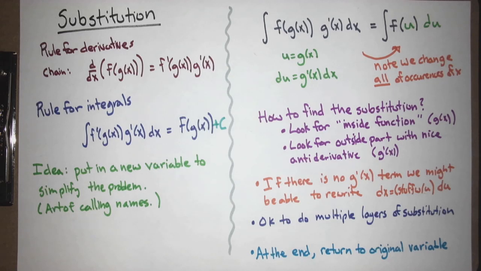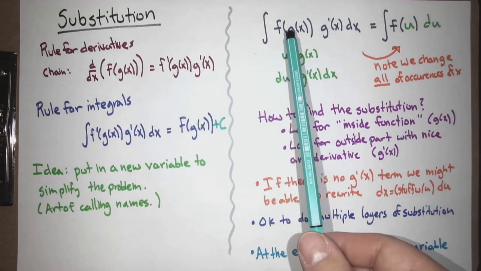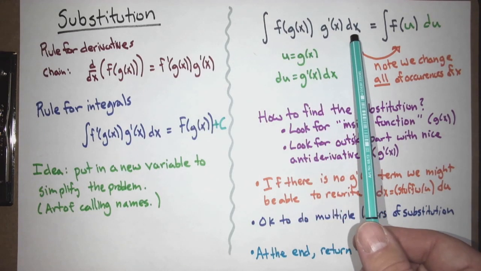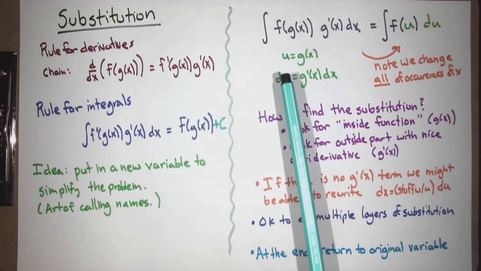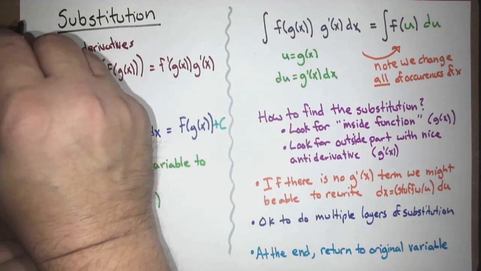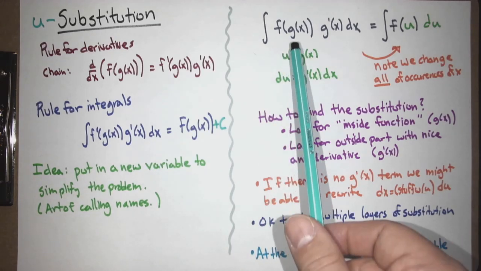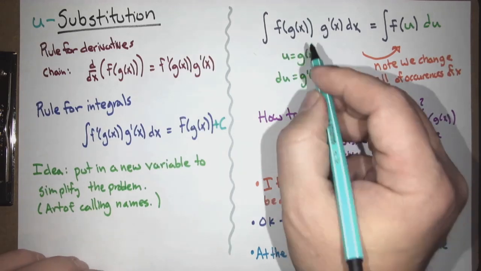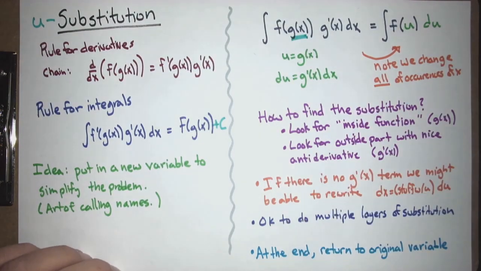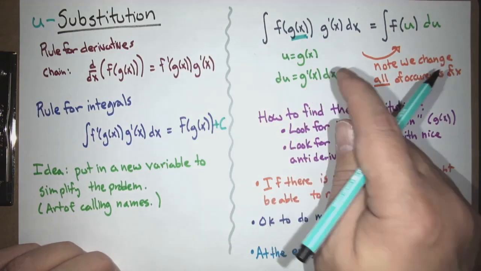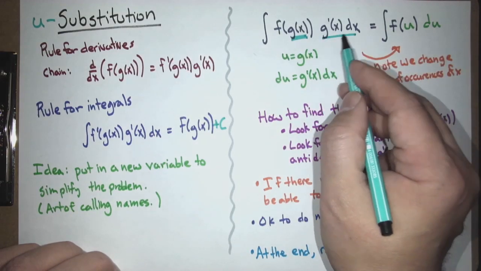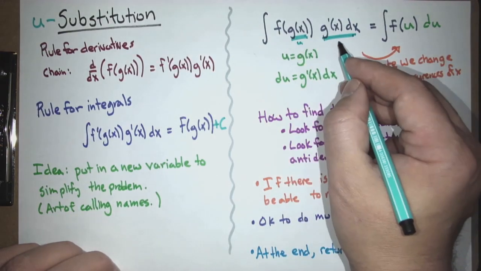All right, so what's our setting? When we have the integral of f of g of x times g prime of x dx, we're going to introduce a new variable. So substitution is often called u-substitution. It doesn't have to be u, but it often is. We're going to call it u, which is the inside part. So here's u. And then du is g prime of x dx, which is this piece on the end. So we have your u, your du.